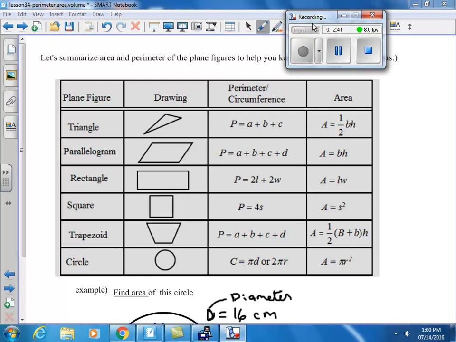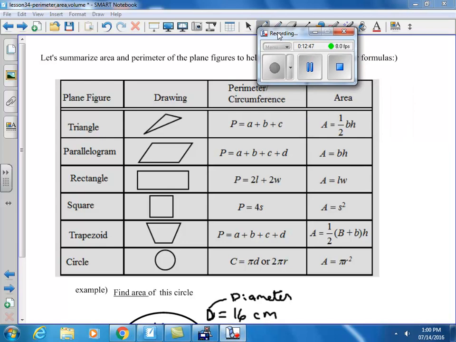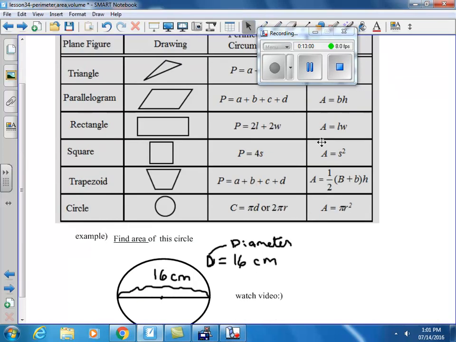And with this one, I have a summary of area and perimeter of various figures for you, just to have in your collection and make yourself comfortable. So we've discussed all these and we want to be comfortable getting the perimeter and the area of these various figures. I do have an example here.